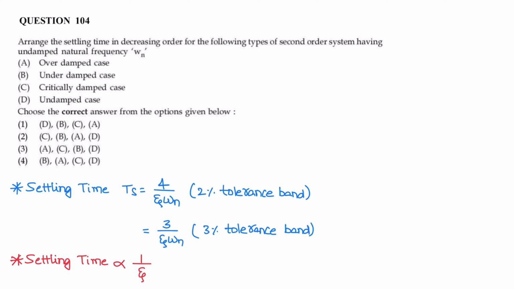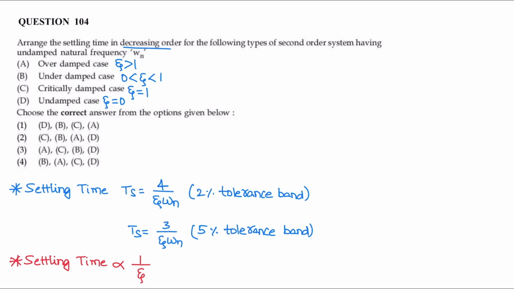Next question. Arrange the settling time in descending order of the following types of second order systems having undamped natural frequency omega n. So we know that for the overdamped case, damping ratio zeta is greater than 1. For the underdamped case, the damping ratio exists between 0 less than zeta less than 1. For critically damped, the zeta value is 1. For undamped case, zeta is 0. We know the settling time Ts is 4 by zeta omega n for 2% tolerance band, and settling time Ts is 3 by zeta omega n for 5% tolerance band. Settling time is inversely proportional to zeta.